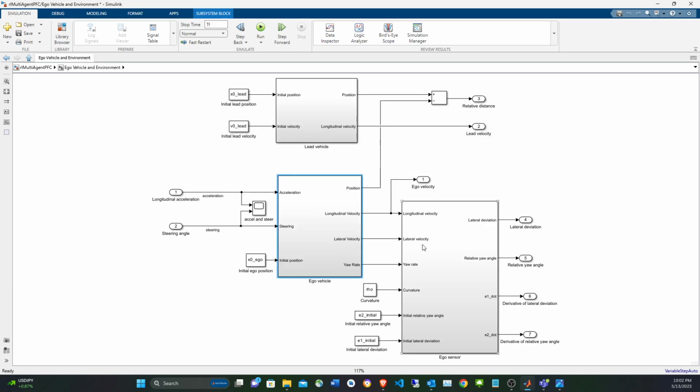But in addition to that, we have to compute additional data for the observation. So we go to the ego sensor, and the ego sensor takes the initial relative yaw angle and the initial lateral deviation, which are called E1 and E2. Those are the observations for the steering agent. And of course you need the road curvature to make the computation.